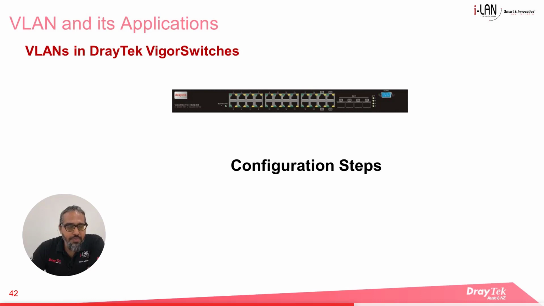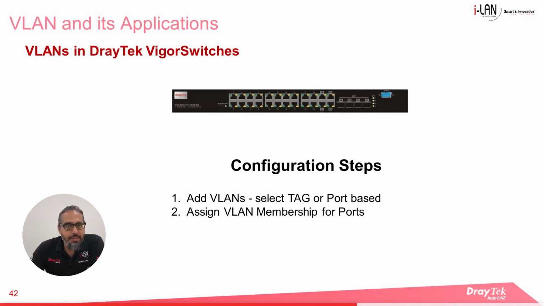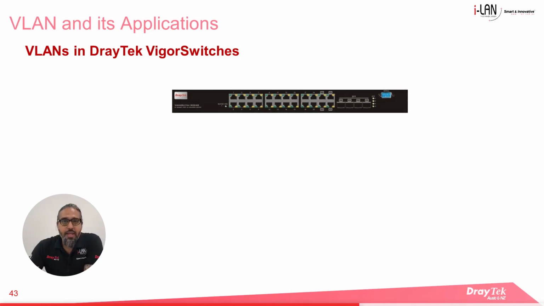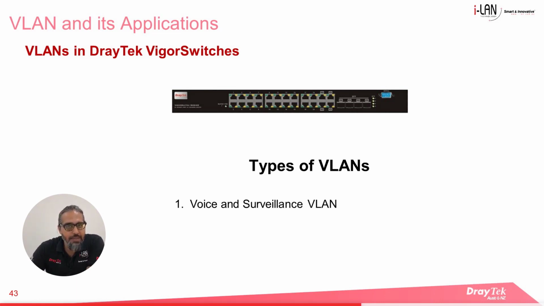The configuration steps we use when setting up VLANs in WIGA switches are: add the VLANs by selecting tagged or port based, assign VLAN memberships for ports, assign a port as trunk port, and finally configuring the ports. In WIGA switches, we have 3 different types of VLANs. These are voice and surveillance VLAN, MAC based and protocol based VLAN. Again, these will be covered in more detail in our next webinar.